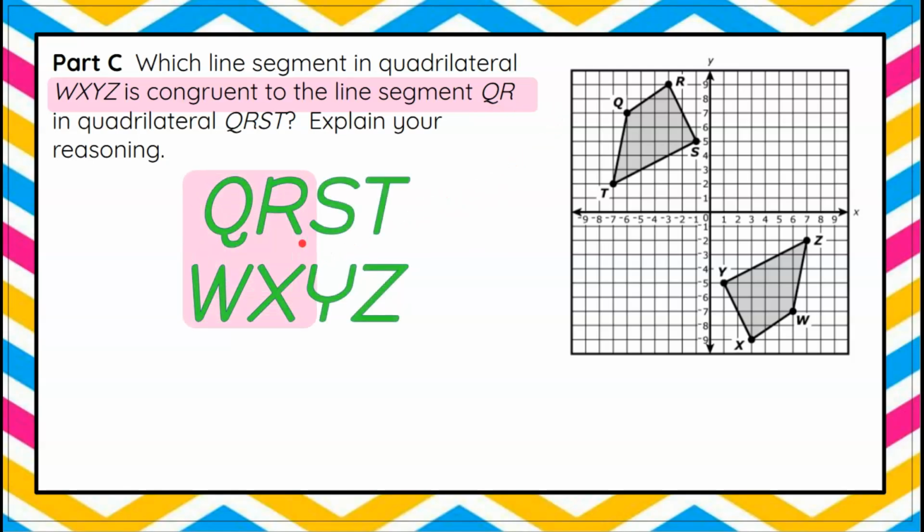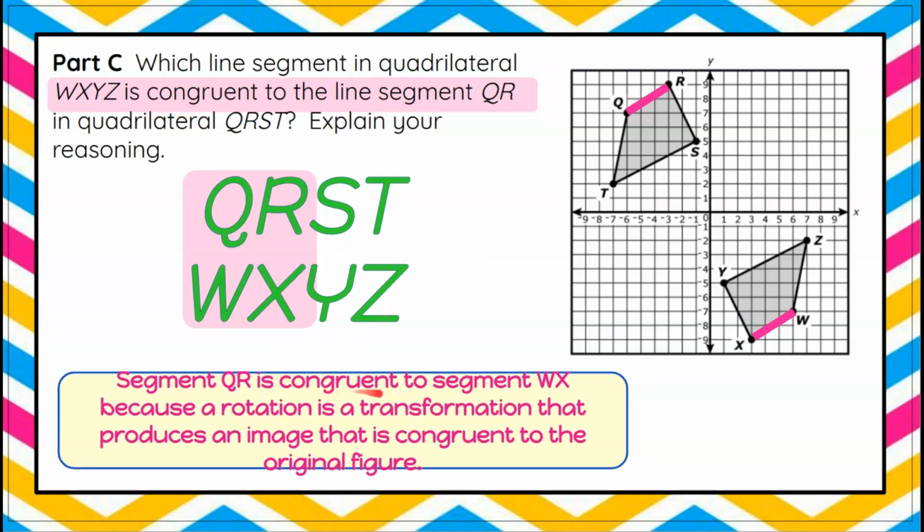again. The segments work the same way. So QR right here and WX are going to be the corresponding congruent line segments. So let's look. We have WX here, which is the shortest side on the top, and there's QR, the shortest side on the top. So this is the bottom, but the shortest side of the quadrilateral, right? That's the parallel sides. Shortest side of the parallel sides. So we can conclude that segment QR is congruent to segment WX because a rotation is a transformation that produces an image that is congruent to the original figure.